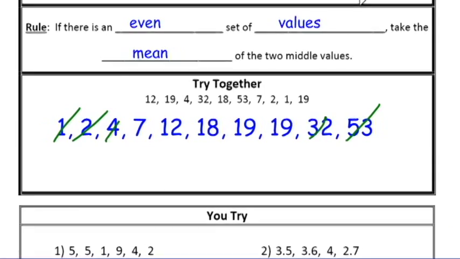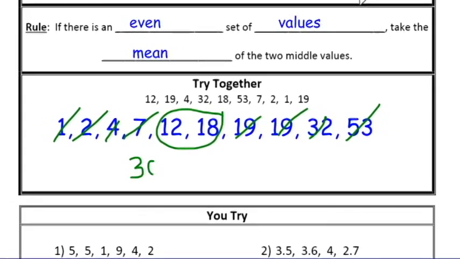When you start out with an even set of values, or when you know that you have two in the middle, you need to take the mean. We find the mean by adding the values together and then dividing by how many values there are. So in this case, I'm going to add up 12 plus 18. Calculator moment, I get 30. There are two values. 30 divided by 2 equals 15. So my answer is 15.